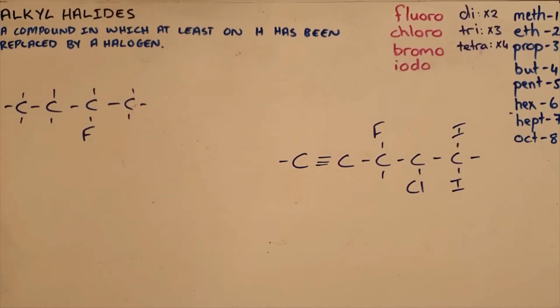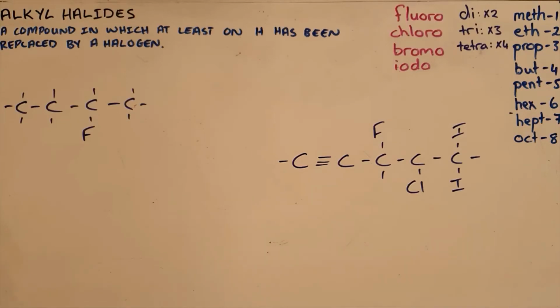Alkyl halides are seen as branches of organic compounds where at least one hydrogen has been replaced by a halogen, the halogens being fluorine, chlorine, bromine, and iodine. Since these are seen as branches, they are added to the name of the compound by use of a prefix.